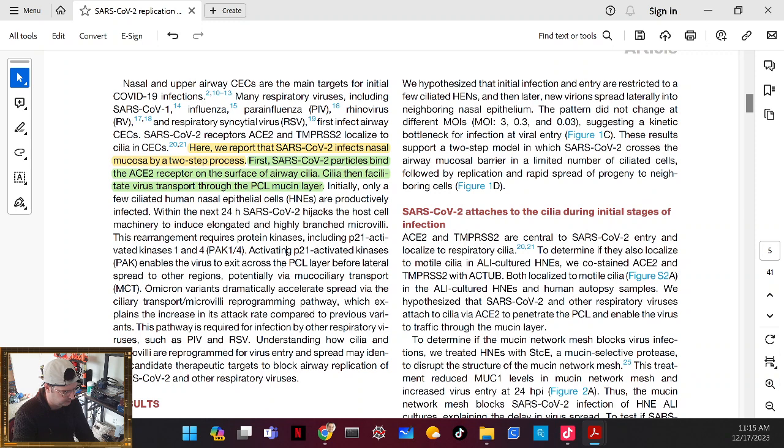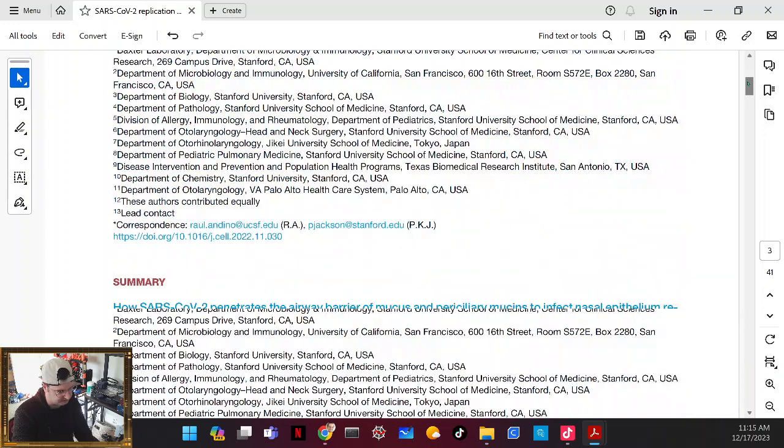Initially, only a few ciliated human nasal epithelial cells are productively infected. Within the next 24 hours, COVID hijacks the host cell machinery to induce elongated... Ooh, that's interesting. So that was what we were seeing with the growth. So within 24 hours, they hijacked the cellular machinery and induced elongated and highly branched microvilli. So when we scroll back up to the diagram, I was like, that's weird.